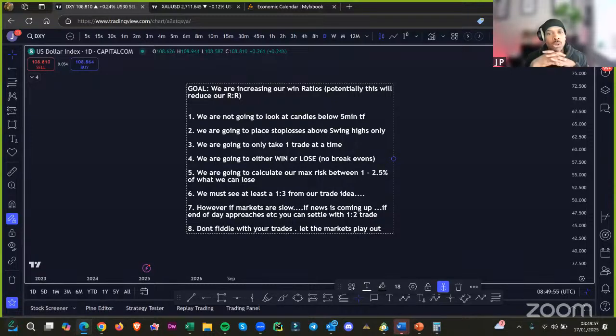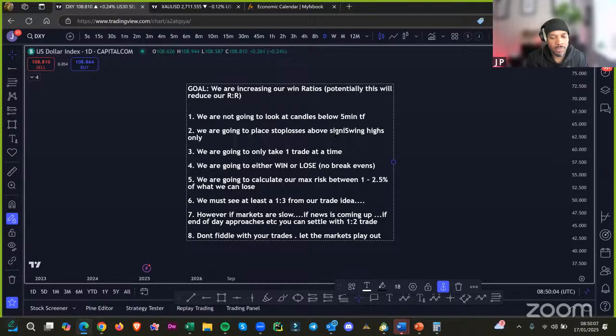We are not going to look at candles below the 5-minute time frame. We are going to place stop losses above significant swing highs, or lows, because we're not only taking sells. We are going to only take one trade at a time. I do not want to hear that you're in GU, gold, and EJ. We are going to either win or lose. No break evens.